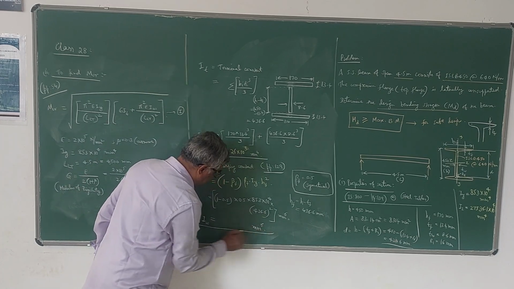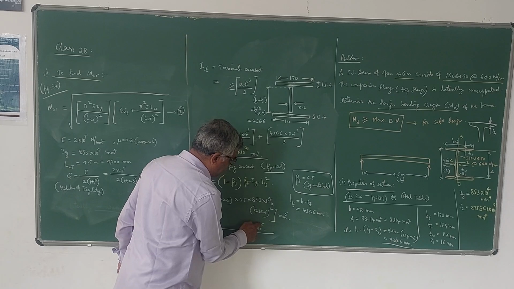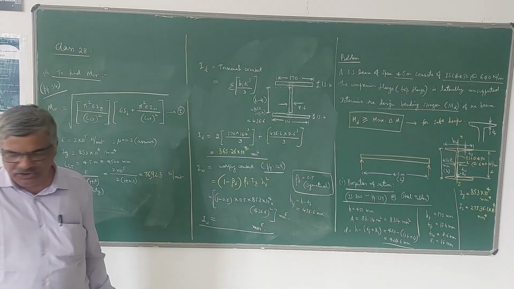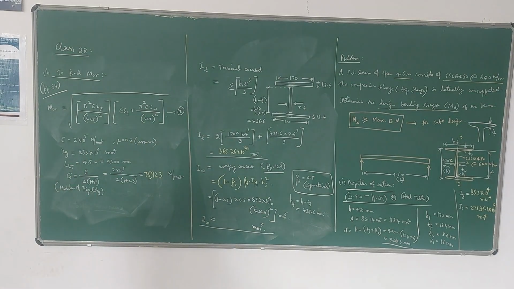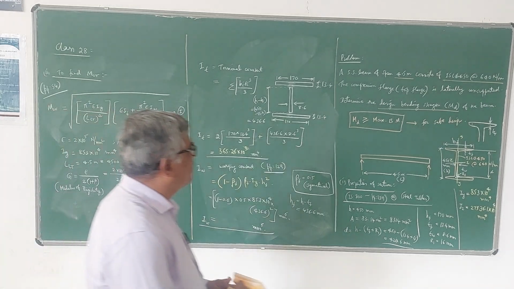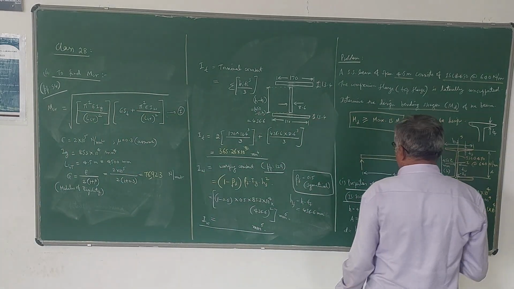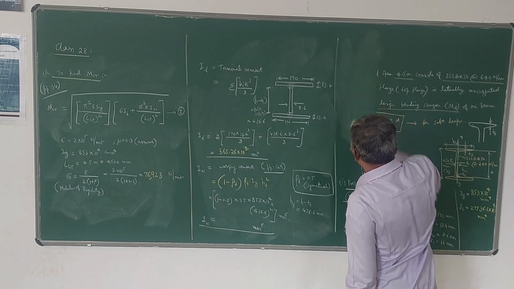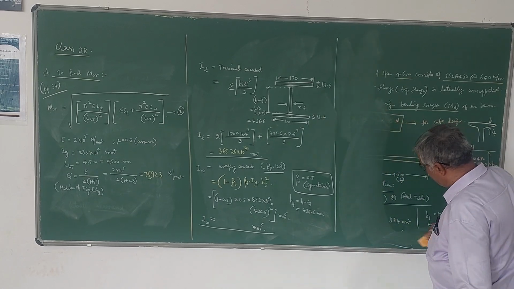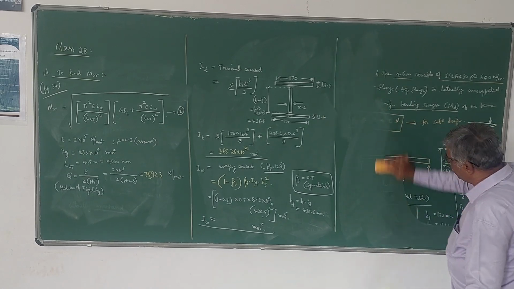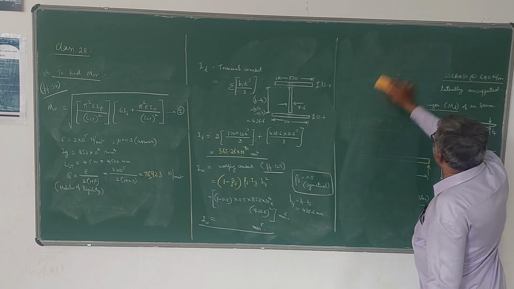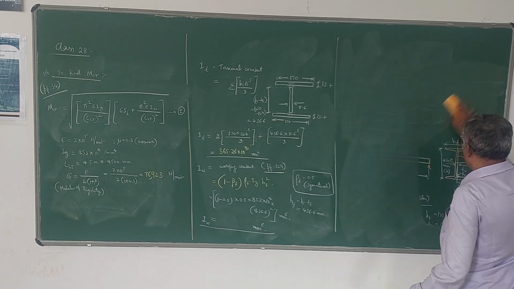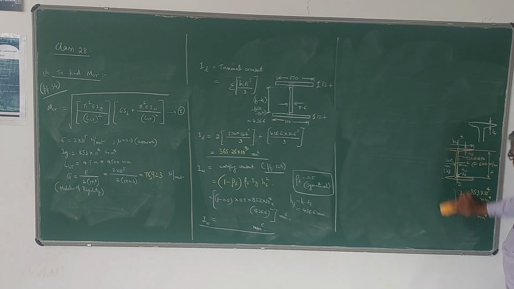Warping will be there. I have told about warping in mechanics of deformable bodies. In the torsion chapter, warping comes. Non-circular sections will be subjected to warping. Circular sections do not, but non-circular sections, tubular, I section, T section, L section, in those types of sections will have a warping effect.